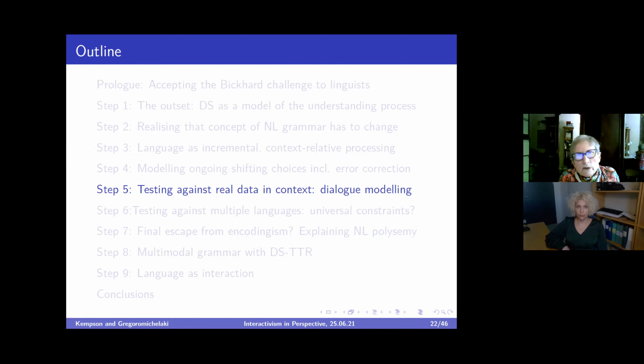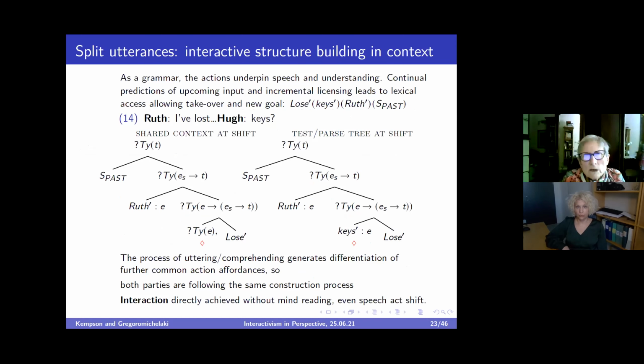This was the first very simple one: the split utterances that we talked about just fall into our lap, because it's the very nature of incremental structure building in context which enables the interaction. So as a grammar, the actions are underpinning both speech and understanding. There are continual predictions of upcoming input and incremental licensing, which can lead to somebody taking over, assuming you go.